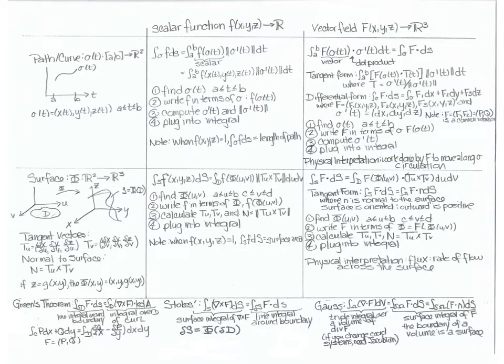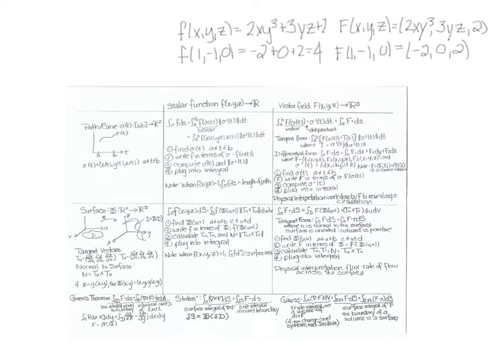A vector field, on the other hand, takes multiple values like x, y, and z, and then maps it into R3. So it maps it to an x, y, z coordinate. In other words, it maps it into a vector, which is why it's called a vector field. A quick example, just to make sure we have the difference between a scalar and a vector function.